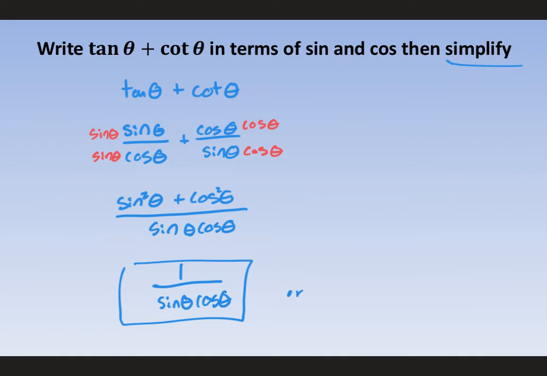You have a sine in the denominator. You can move that up and change it to a cosecant of theta in the numerator. And then you have a cosine in the denominator. You can move that up to the top as well and change that into a secant of theta. So depending on how you interpret these directions and what simplify means, either of these I would say are valid answers here.